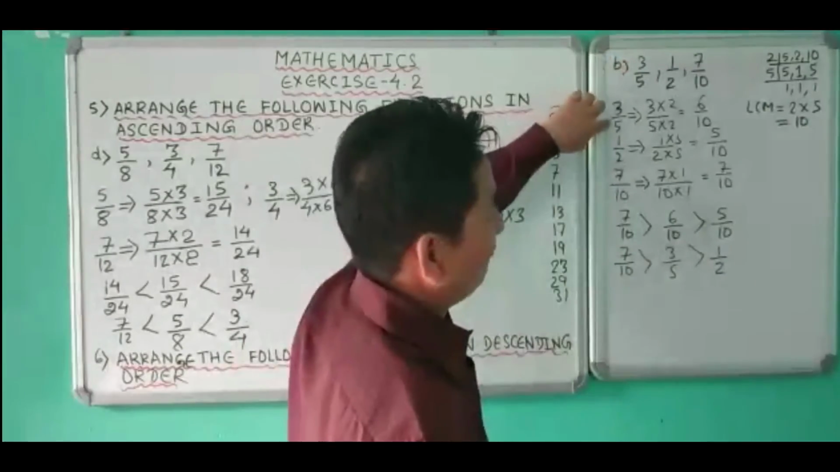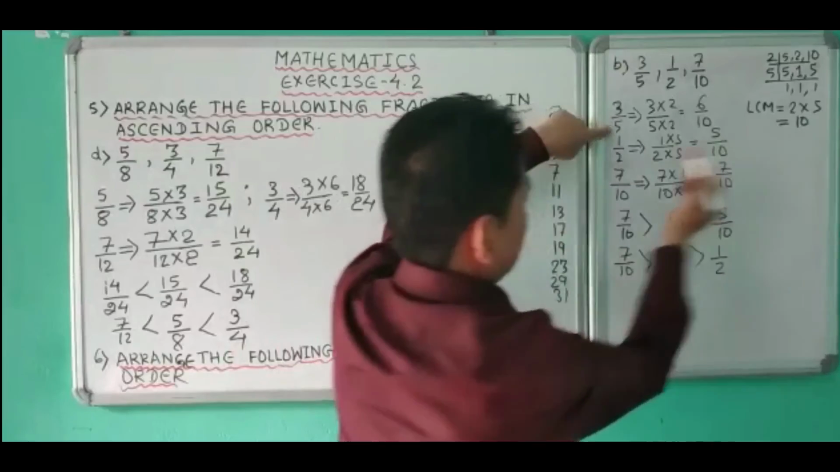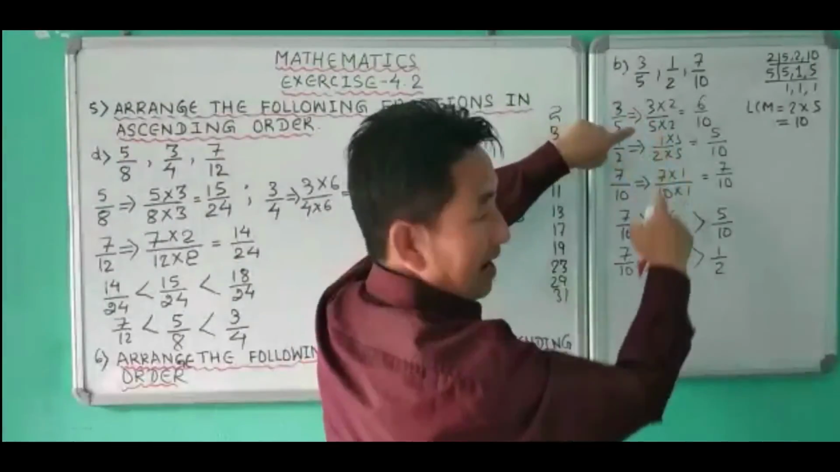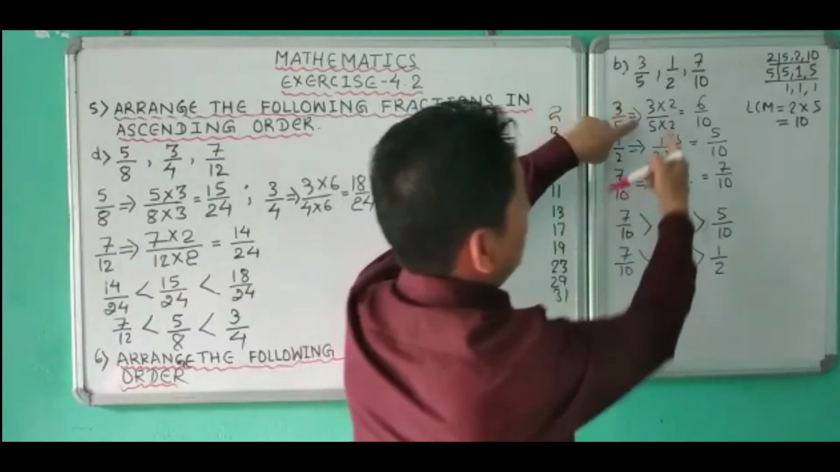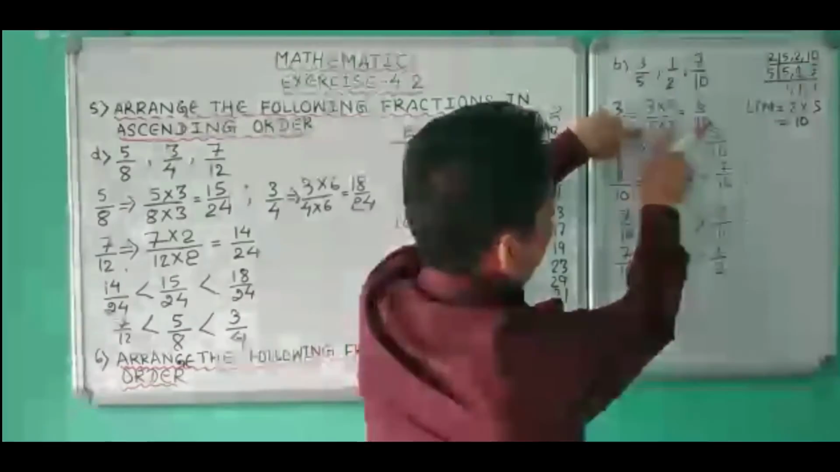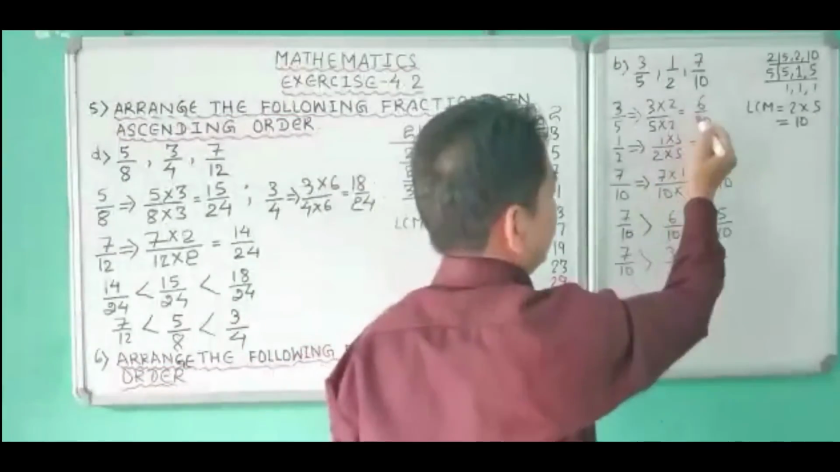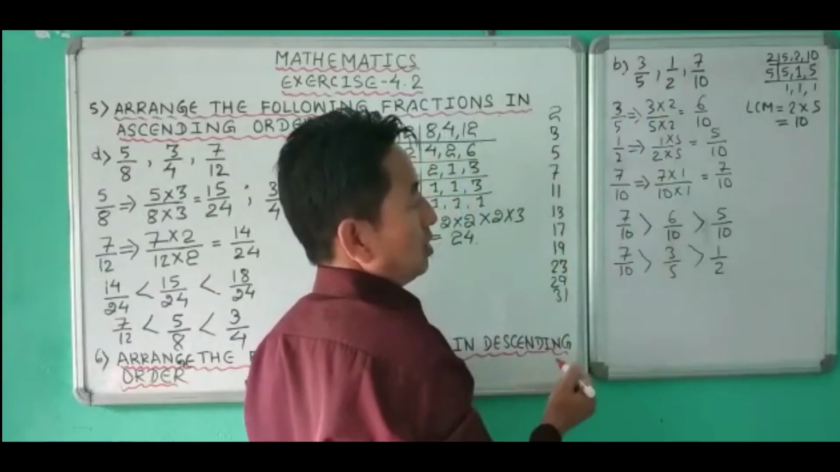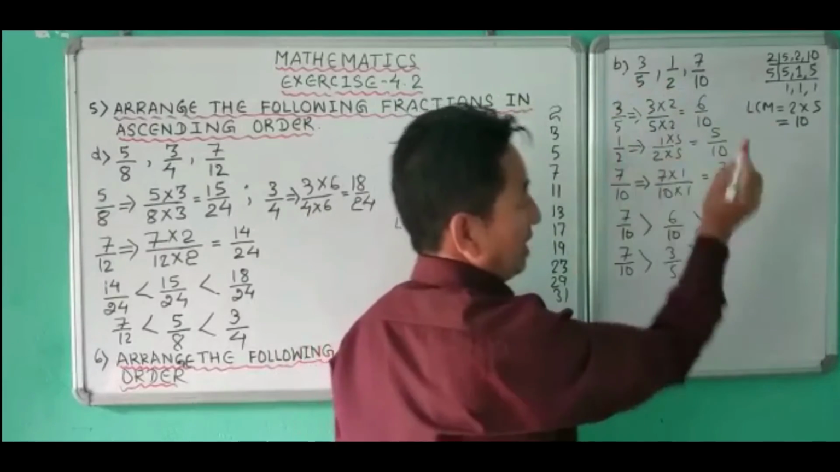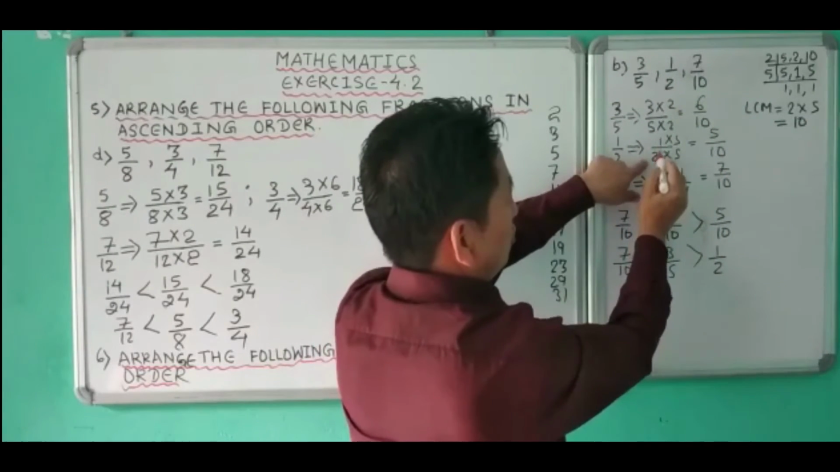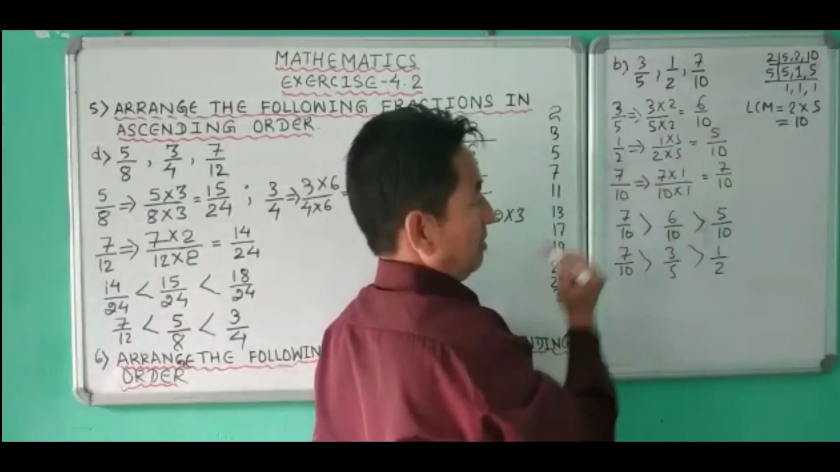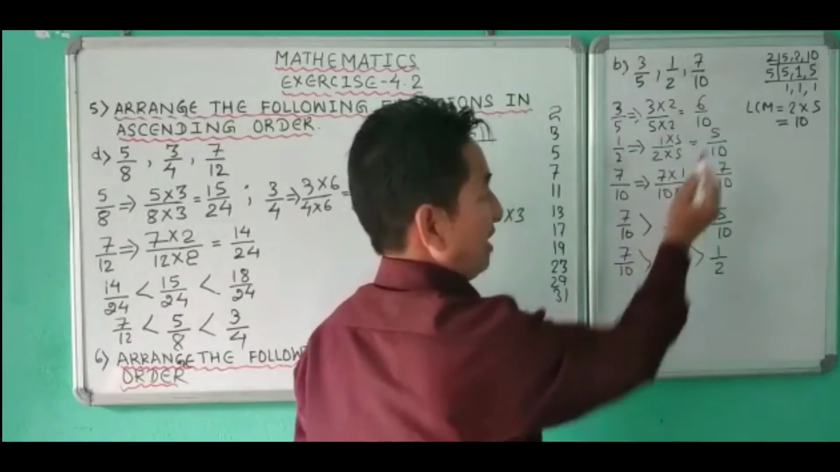First fraction 3 by 5. So how many times this 10 is divided by 5? 5 1 is 5, 5 2 is 10. Both this 3 by 5, numerator and denominator, is multiplied by 2. 3 1 is 3, 3 2 is 6. Then 5 1 is 5, 5 2 is 10. 6 by 10. Now second fraction 1 by 2. So 2 is the denominator. How many times 10 is divided by 2? 2 5s are 10. Both numerator and denominator is multiplied by 5. 5 1 is 5, 5 2 is 10. 5 by 10.